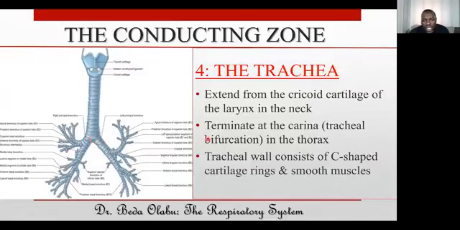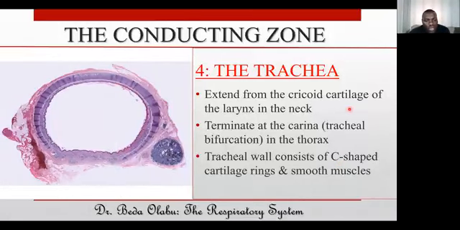On its wall, the trachea has C-shaped cartilage rings. The cartilage rings are not complete. They are C-shaped. They have a defect posteriorly. But in addition to the C-shaped cartilage rings, the trachea also has smooth muscles along its wall. These C-shaped cartilage rings are the ones that enable the trachea to maintain its patency. They offer some rigidity to enable patency.